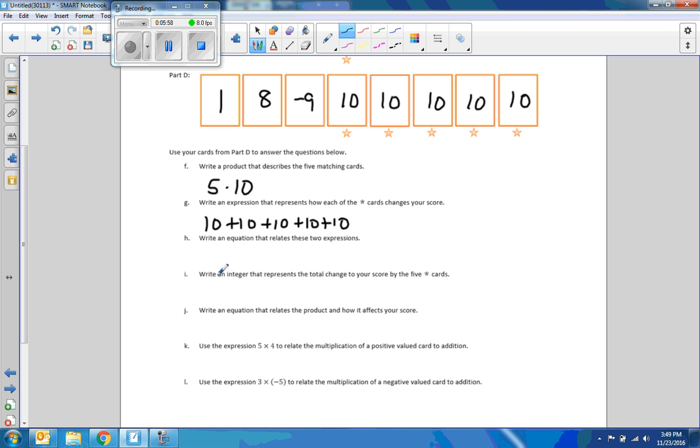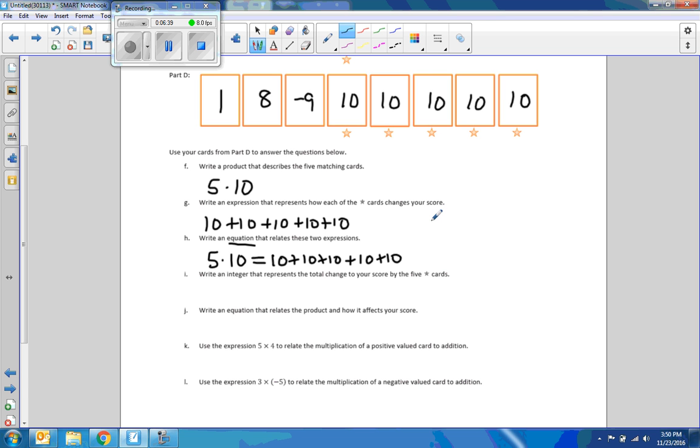Okay. Now it says write an equation that relates these two. Well, this is an expression, this is an expression, and they want an equation that relates the two. So the equation has an equal sign. A lot of students miss this. An expression does not have an equal sign, but it has operations. These are expressions. And an equation is an expression equal to something else, another expression. All right, so then this would be 10 plus 10 plus 10 plus 10 plus 10.